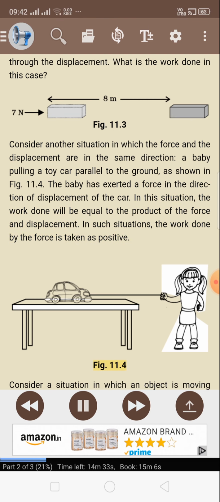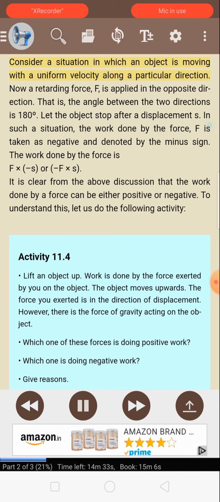Figure 11.4. Consider a situation in which an object is moving with a uniform velocity along a particular direction. Now a retarding force F is applied in the opposite direction. That is, the angle between the two directions is 180 degrees. Let the object stop after a displacement S. In such a situation, the work done by the force F is taken as negative and denoted by the minus sign. The work done by the force is minus F times S. It is clear from the above discussion that the work done by a force can be either positive or negative.